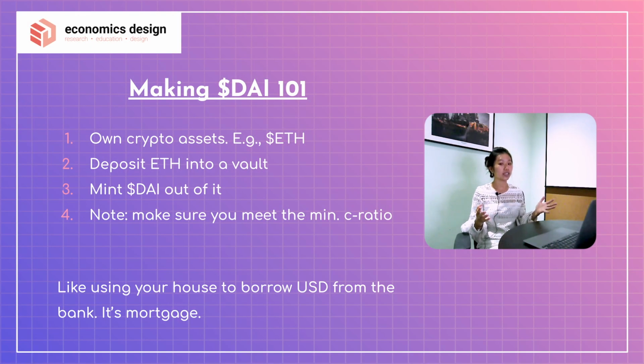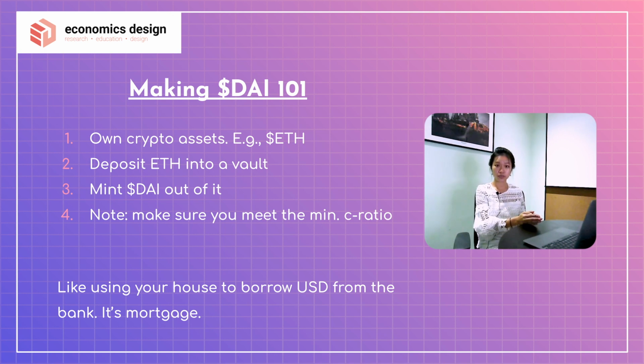You can create DAI in really just 3 very simple steps. First, you have to own the assets. Second, you deposit that asset into a vault. Thirdly, based on the amount of value in the vault, you can mint some DAI out. So you can take some DAI out and then use that DAI in whatever system. The only thing you have to be careful about is the minimum collateralization ratio.